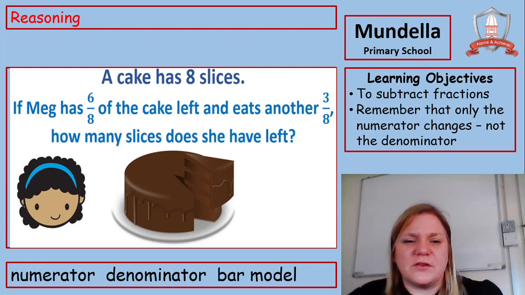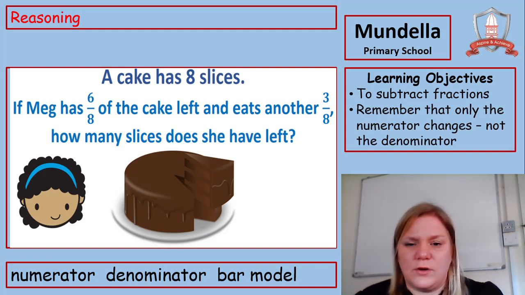Okay, so she started off with 8 slices, but it sounds like she'd already eaten 2 because she only had 6/8 of the cake left. Then she ate another 3/8. So how many slices did she have left? Well, if we do 6/8 subtract 3/8, that gives us 3/8. That means 3 out of those 8 pieces are left.